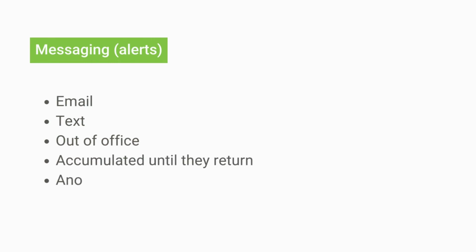Messaging is the ability to send out an email to the approver so that they can approve. It's also possible to send out an alert via SMS text if you want to. Now, there's also the ability within financials to set an out-of-office within the application so that the email will either be accumulated until the person returns, or you can delegate to another user while you are out of the office.